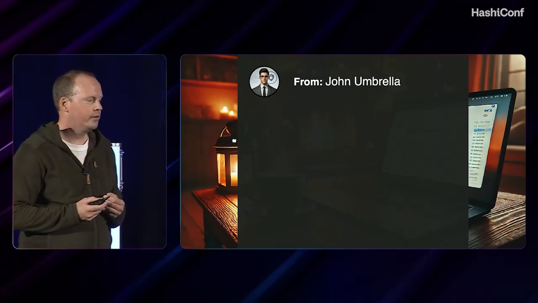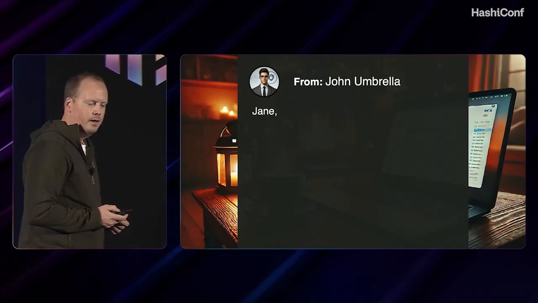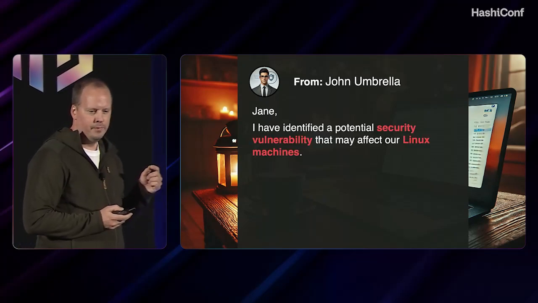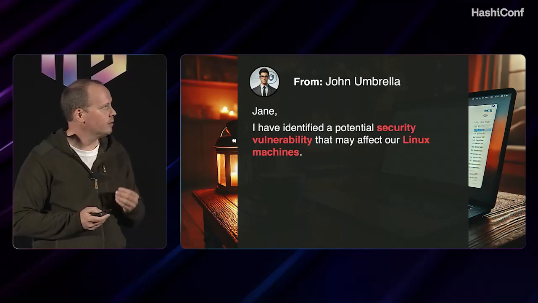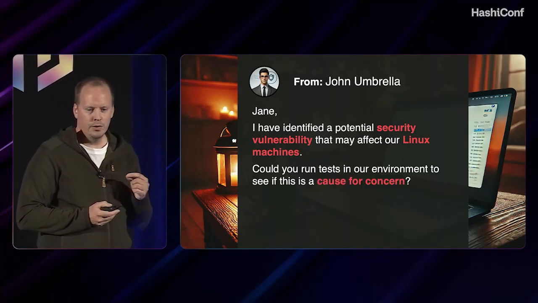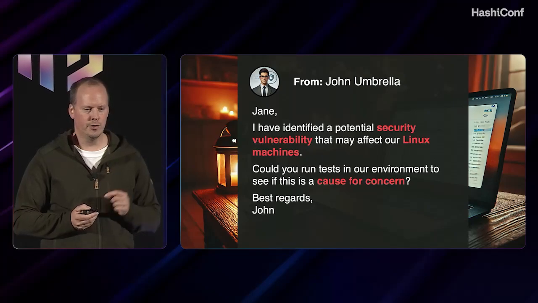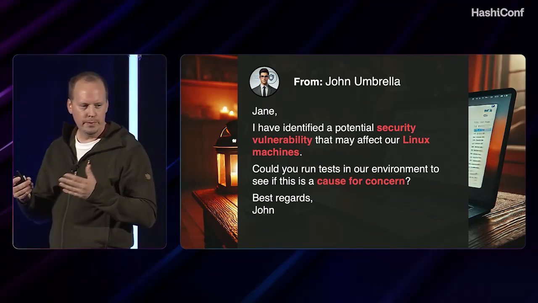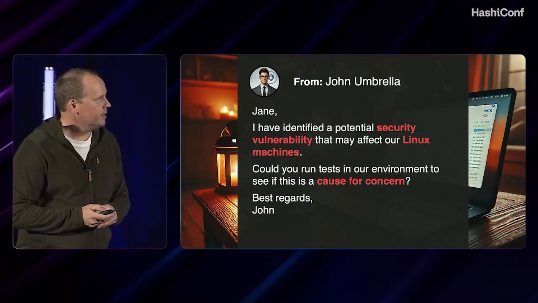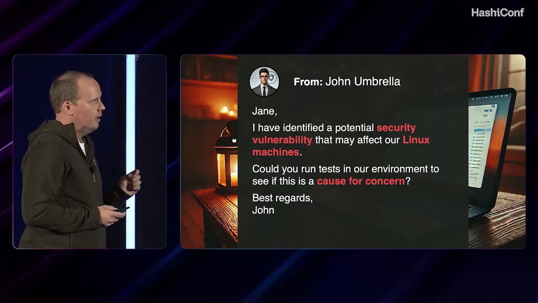And she quickly discovers this email from her colleague, John Umbrella. And he writes, "Jane, I have identified a potential security vulnerability that may affect our Linux machines. Could you run tests in our environment to see if this is a cause for concern? Best regards, John." Now, we don't know why John didn't just do this for her, but, well, she's up for the task, so she will immediately start working on this.